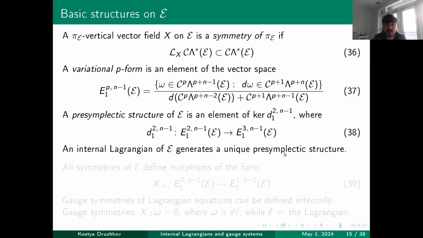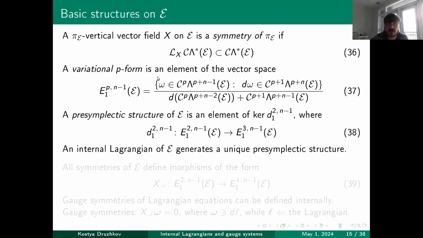To define spatial gauge symmetries, we need to introduce some basic structures on our differential equation. We say that a pi epsilon vertical vector field on the total space is a symmetry of our equation if the corresponding Lie derivative maps Cartan forms to Cartan forms. So nothing very special in this definition, just symmetry of our equation. Our equation is a manifold plus distribution, and the corresponding Lie derivative should preserve the ideal that corresponds to the distribution. That is, our vector field should preserve the distribution.